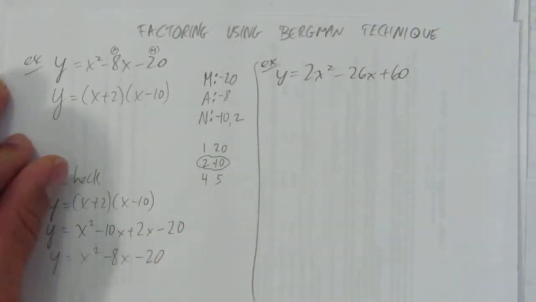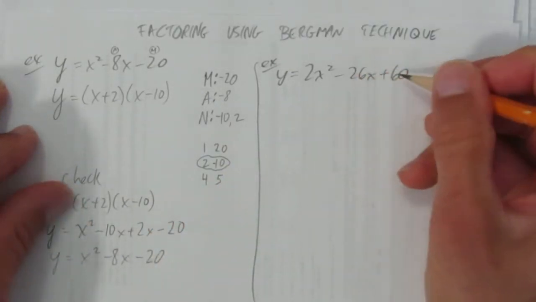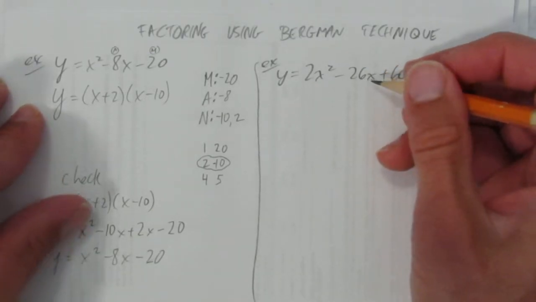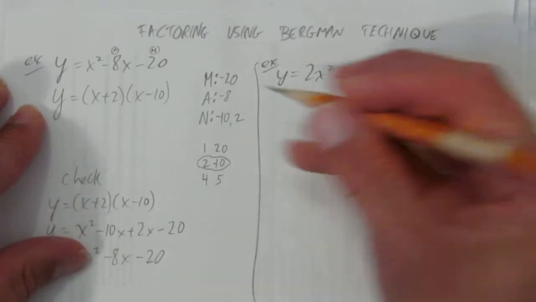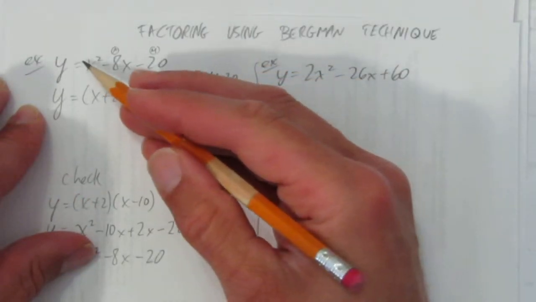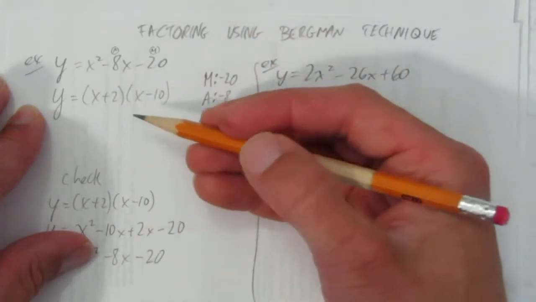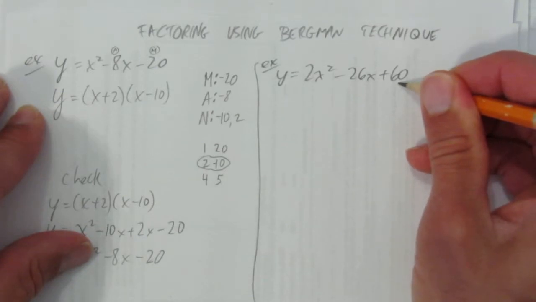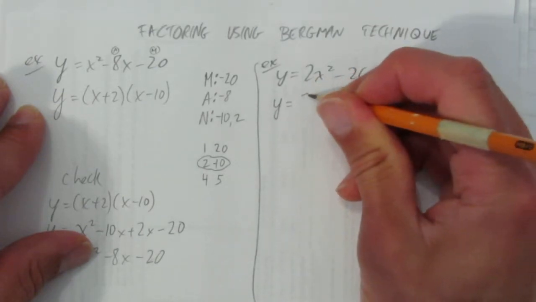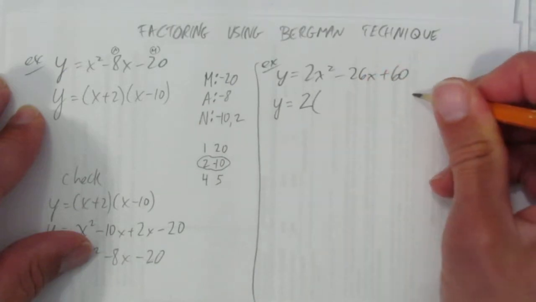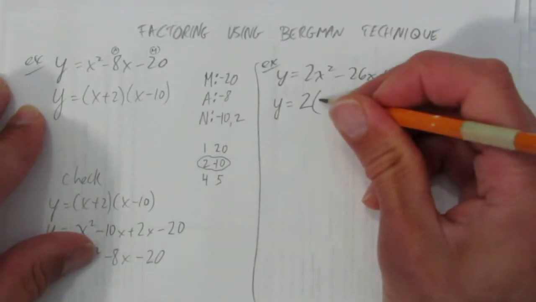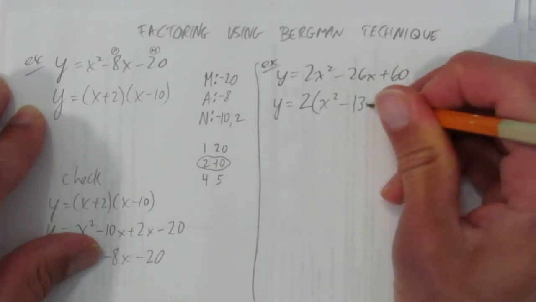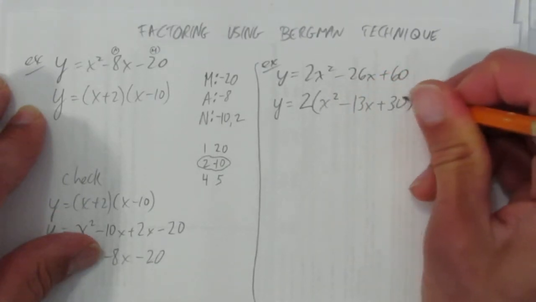So that one's done. We're going to use Bergman technique again on the second method, but before we do, I always try and remind my students to common factor first. Here there were no common factors. Nothing goes into the 1 on x squared. 1 is not a common factor. It doesn't change anything. But here, notice they're all divisible by 2. So my first move is going to be common factor out the 2. It's just going to stay up front for the rest of the time. And I'm going to divide each term by 2. I get x squared minus 13x plus 30.